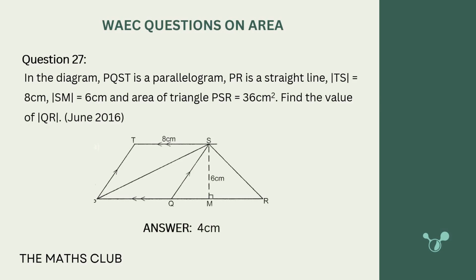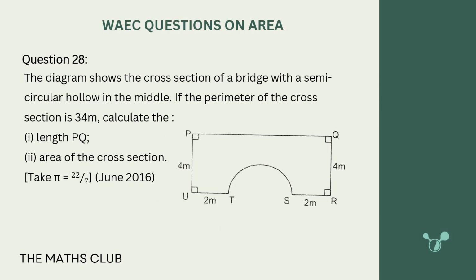Great. So the question is that the diagram shows the cross section of a bridge with a semicircular hollow in the middle. If the perimeter of the cross section is 34 meters, calculate the length PQ and the area of the cross section. Take pi to be 22/7. From June 2016. As always, pause the video and try it out yourself.